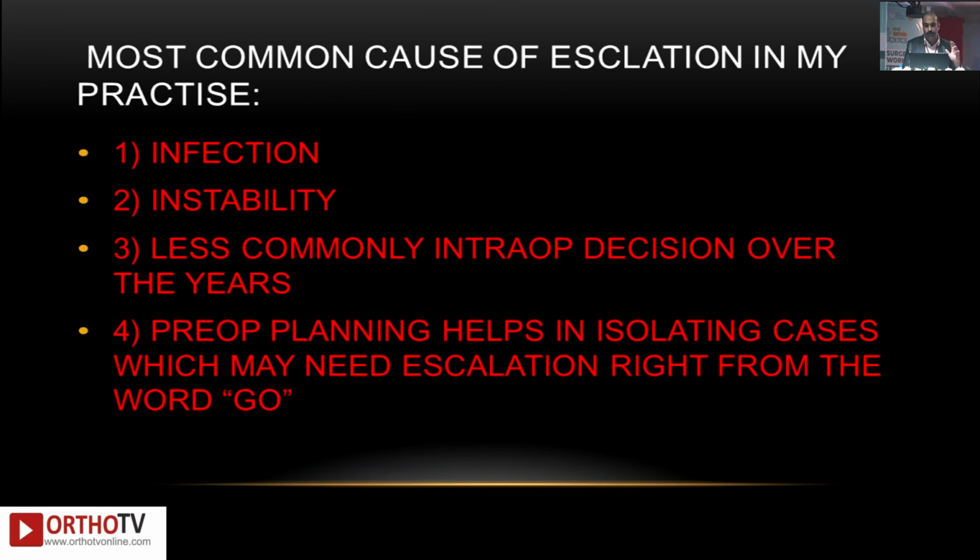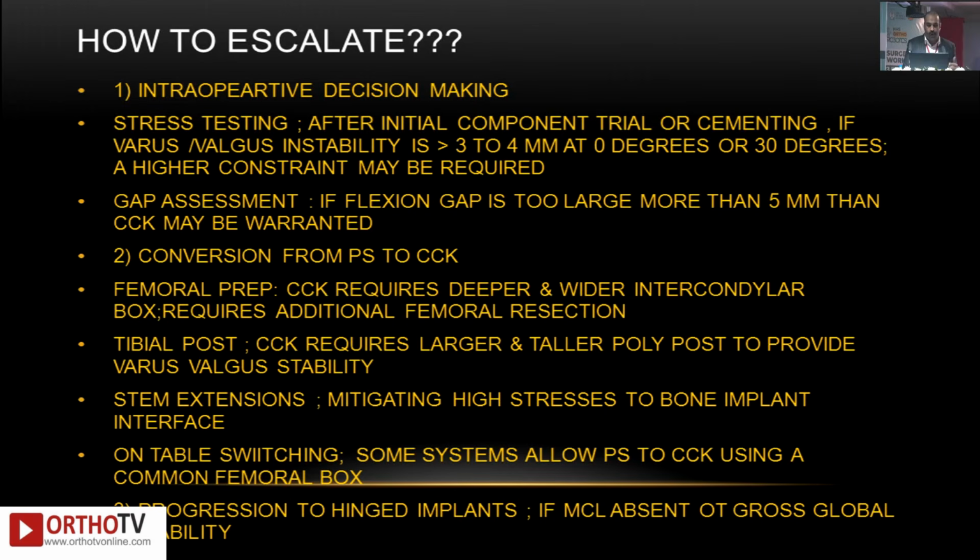In my practice, the most common reason I escalate from PS to CCK is infection and instability, these two things. Less commonly it is an intraop decision, as I've matured in this arthroplasty over the years. So how to escalate? Intraoperative decision making, stress testing, gap assessment. Conversion from PS to CCK requires preparing your femur again. You have to deepen your intercondylar box and resect more femur, so you have to be careful. Your tibial post requires a taller poly post to provide varus valgus stability. Stem extensions are very important when going from PS to CCK because you have to mitigate the high stresses. On-table switching: some systems allow it, some don't.